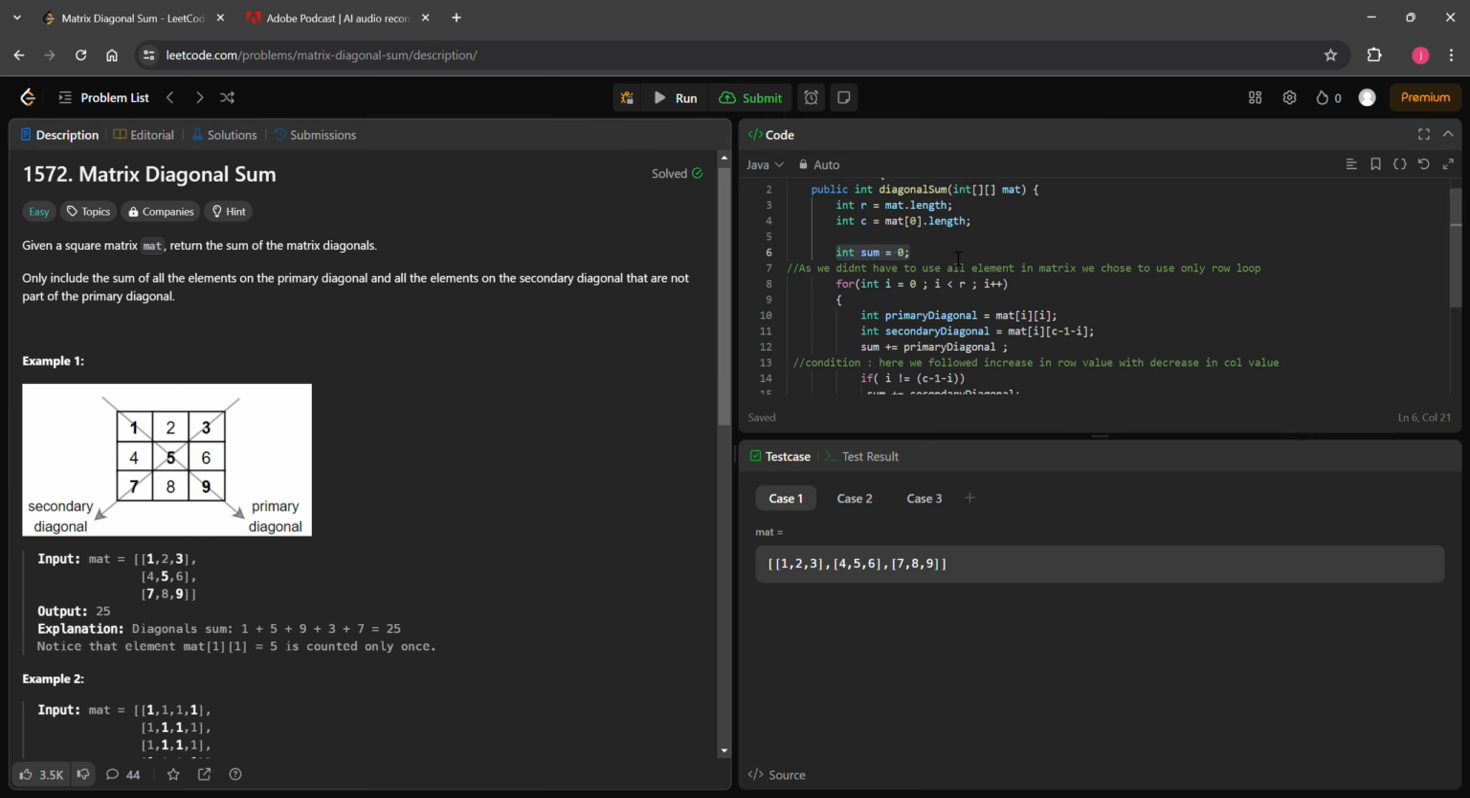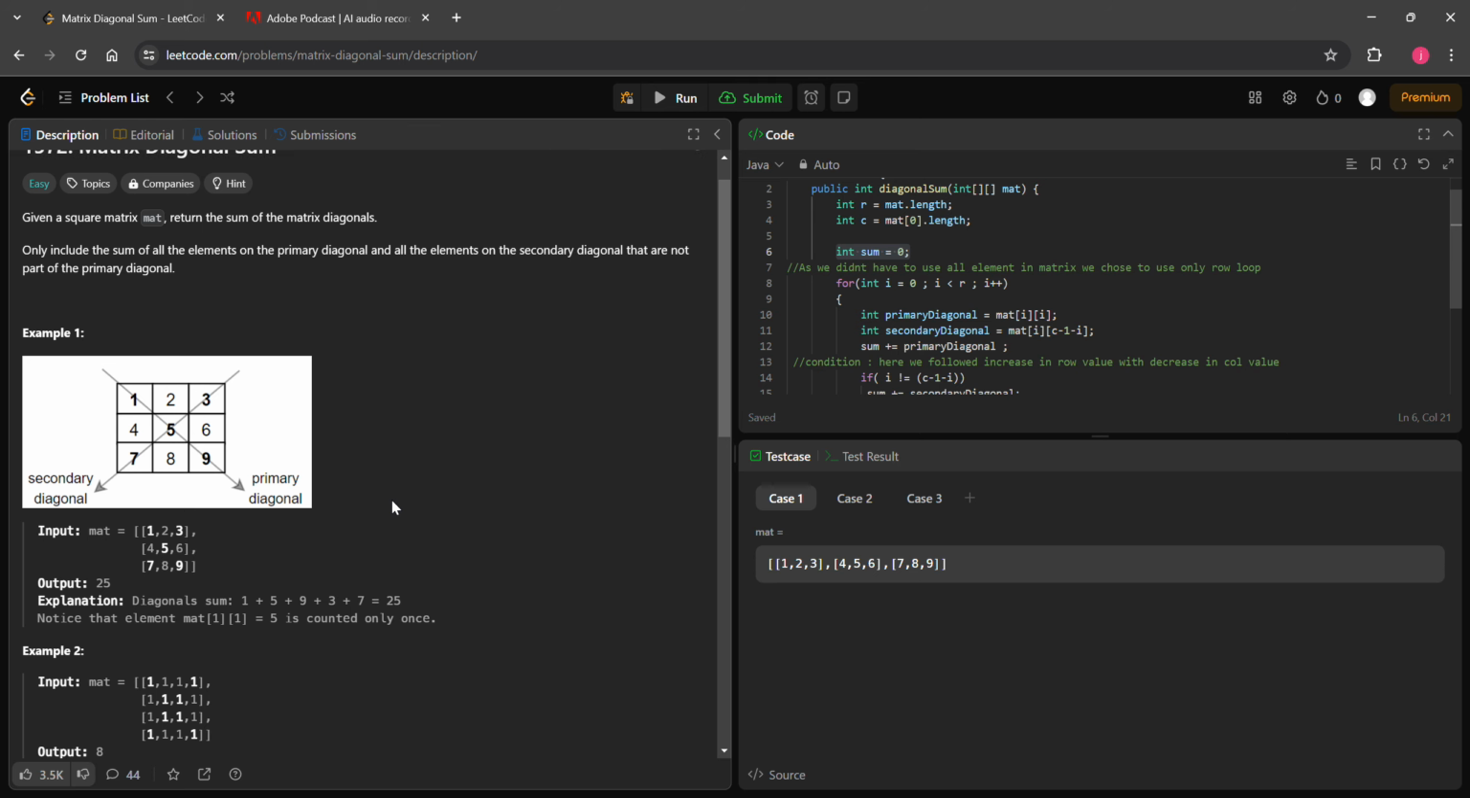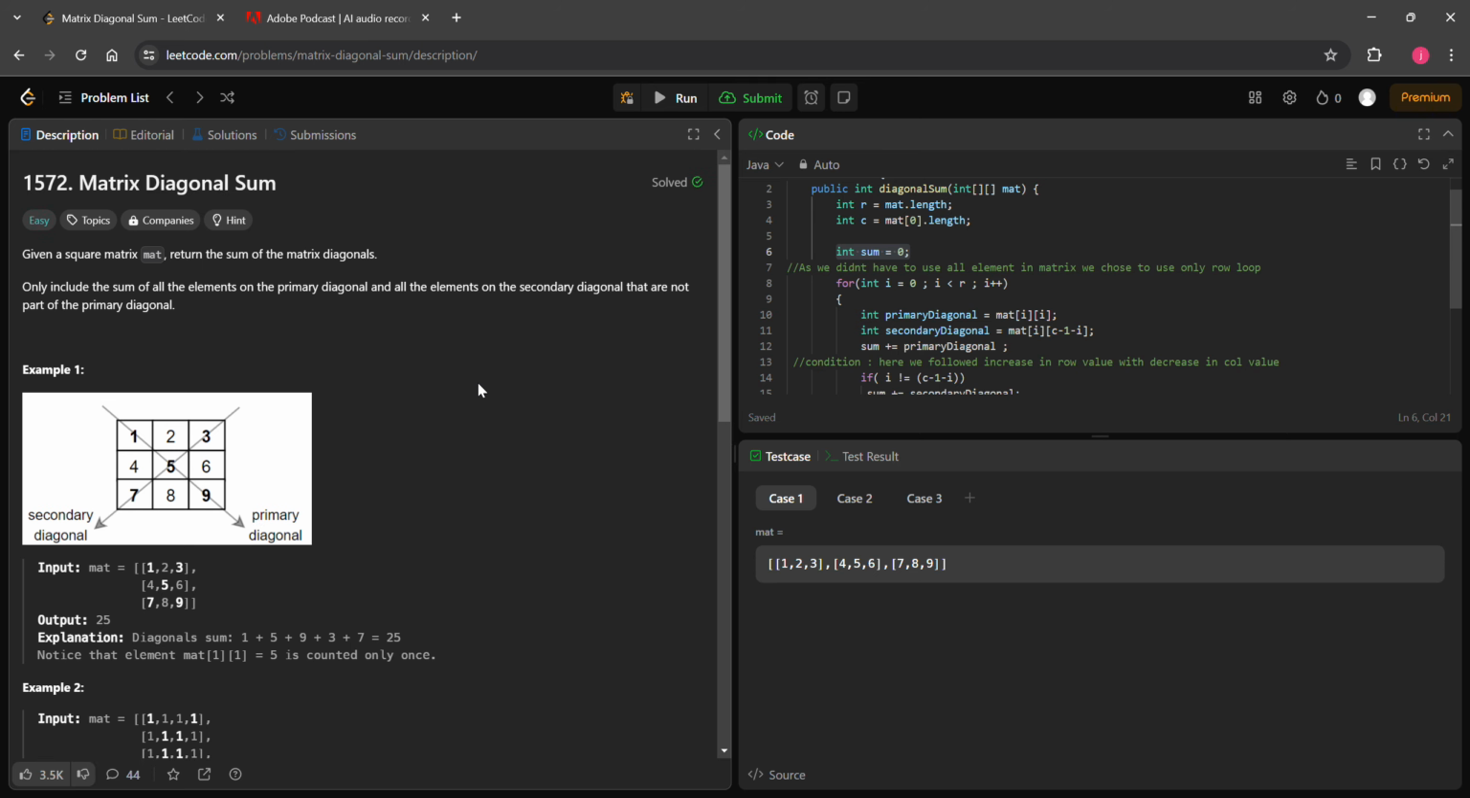Now see here, instead of using the general method, there is an optimized answer. Instead of using 1 2 3 4 5 6 7 8 9, because we don't have to use 2 4 6 8, right? When we have to do the diagonal sum, we don't need the values 2, 4, 6, 8. So what we did, we just need the values of this and this, right?